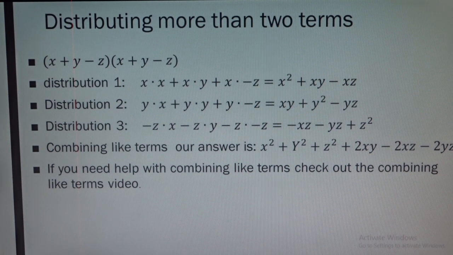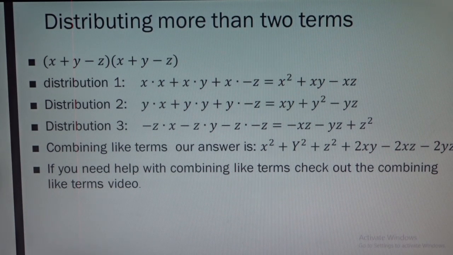So x times x, x times y, and x times negative z. Then we distribute the y: y times x, y times y, and y times negative z. Then we distribute the negative z. So negative z times x, negative z times y, and negative z times negative z.